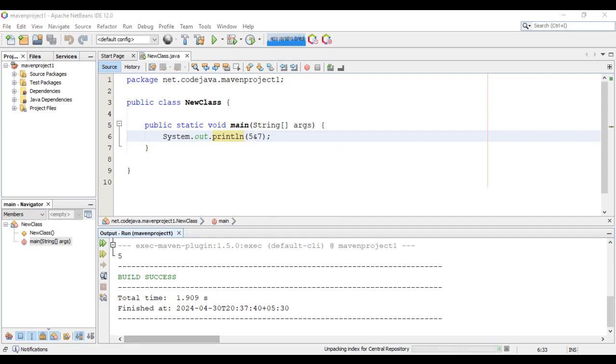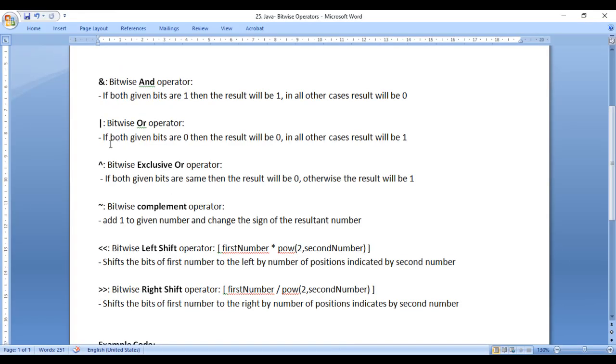Let's understand bitwise OR operator. Bitwise OR operator says if both bits are 0, then the result will be 0. Otherwise result will be 1. It is opposite of AND. Bitwise AND says if both bits are 1, then the result will be 1. Whereas bitwise OR says if both bits are 0, then the result will be 0. Otherwise result will be 1.